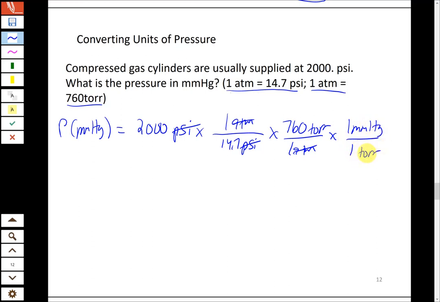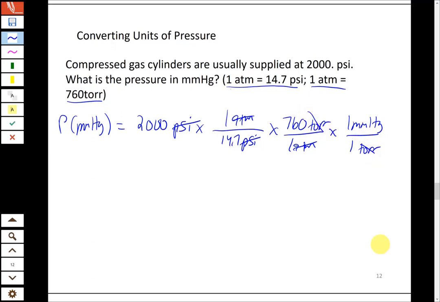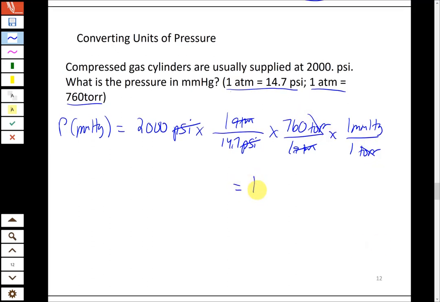So that set of conversions, the last one being not really necessary, gives us 1.03 times 10 to the 5th millimeters of mercury, which is what we asked for. But if you want to know what that is in a more common unit, it's 100 meters. So 100 meters is like 300 feet tall.